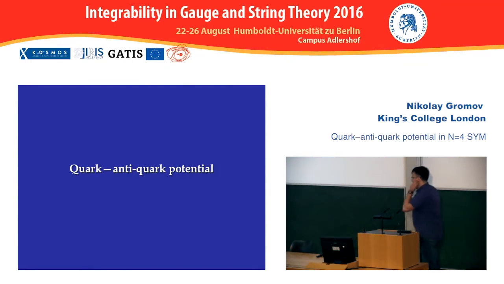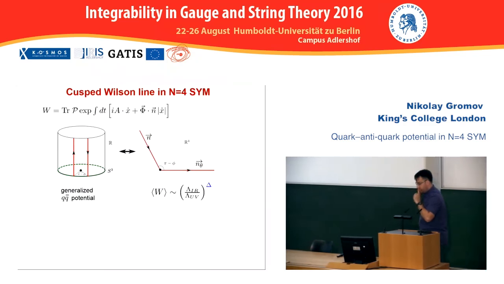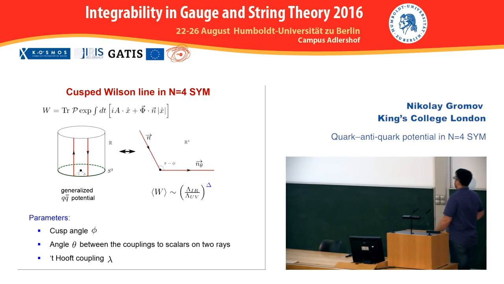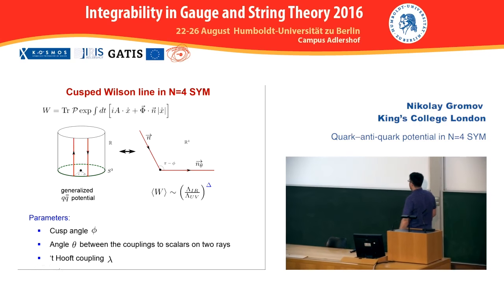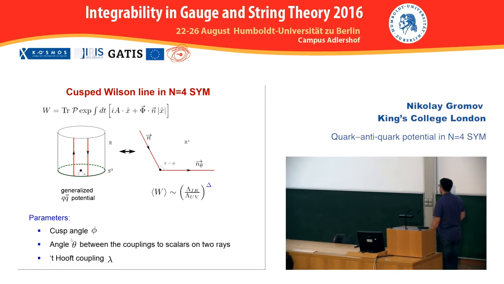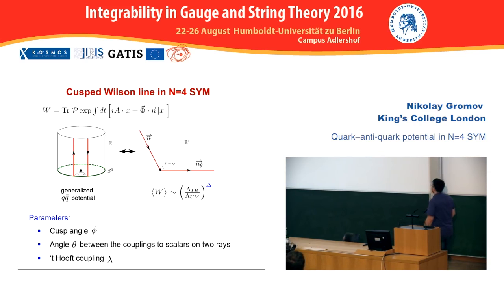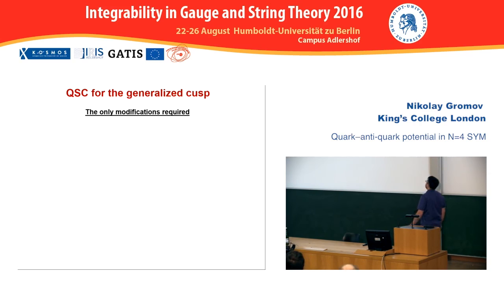Okay, so this was the story for the local operators. Now my mission is very simple. I just have to tell what changes for the quark-antiquark potential, or more precisely, for the cusp Wilson line. So it's now a non-local operator. You have a Wilson line with some cusp, and each part of it is BPS. So that's only non-trivial when you have the cusp: phi and theta, the angle in S5. And also as a parameter you have lambda, the 't Hooft coupling, obviously. So we want to compute this quantity as a function of these three parameters.